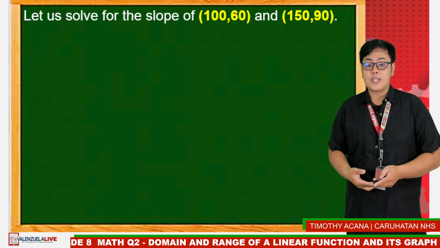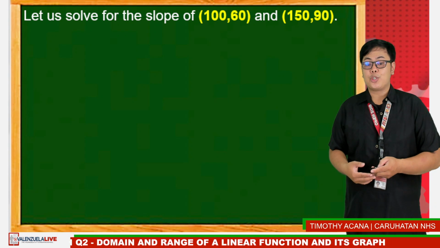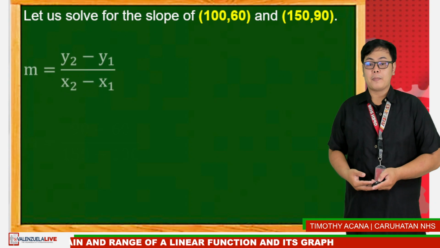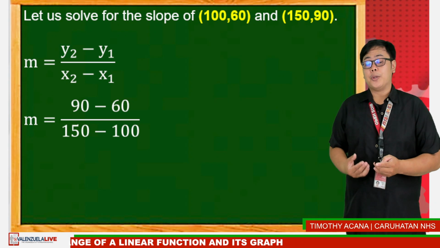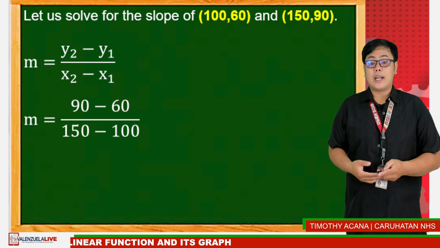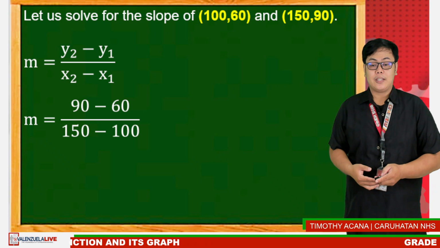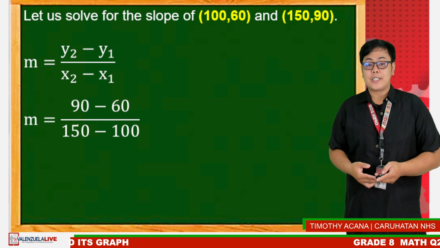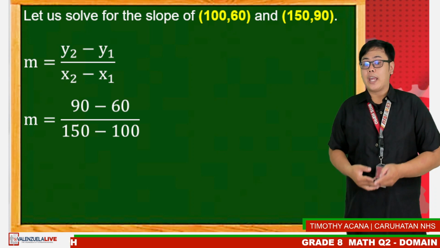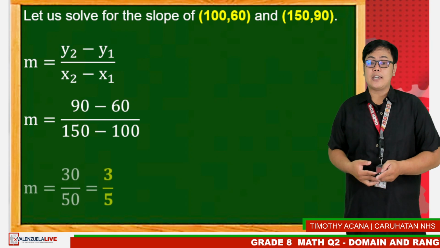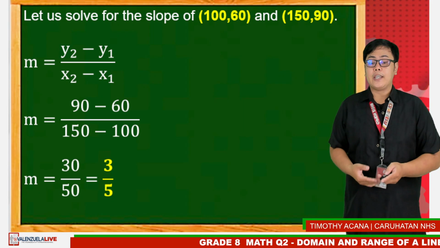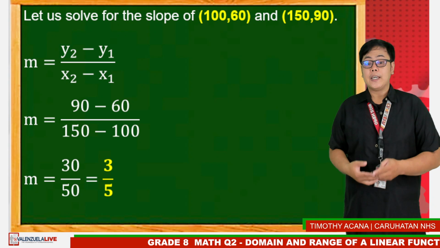Using the formula of the slope and substituting the values, we have m is equal to (90 minus 60) over (150 minus 100). 90 minus 60 is equal to 30, and 150 minus 100 is equal to 50. Simplifying 30 over 50, we have 3 over 5.